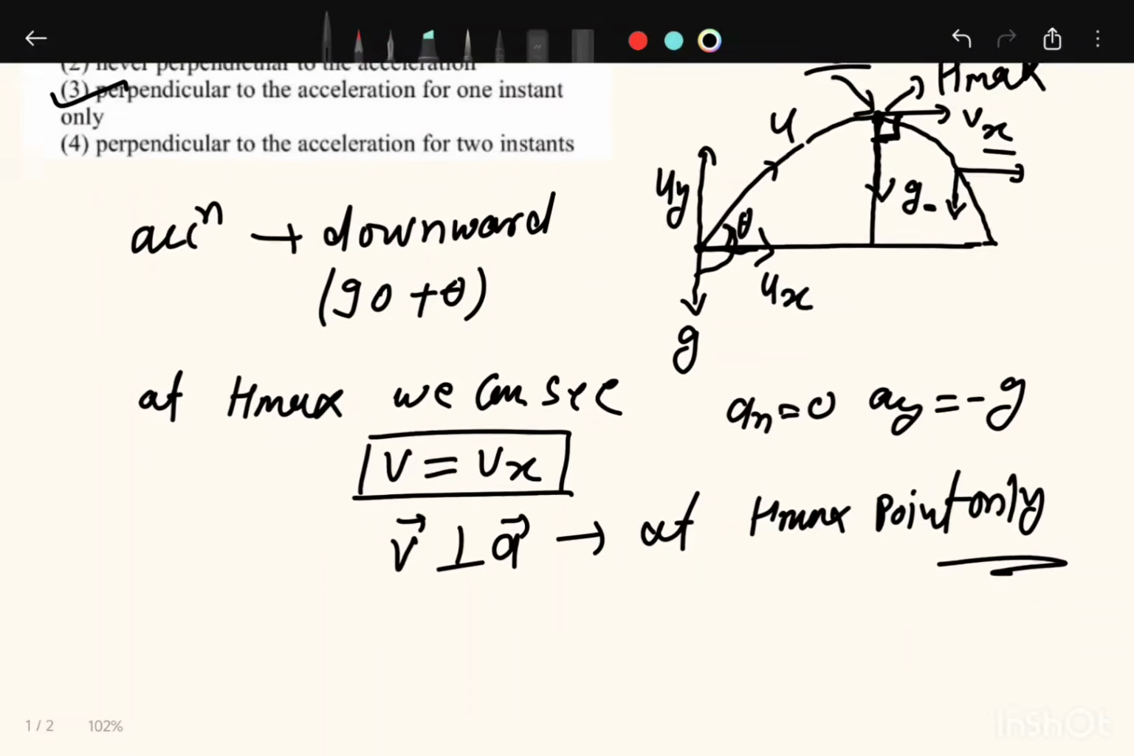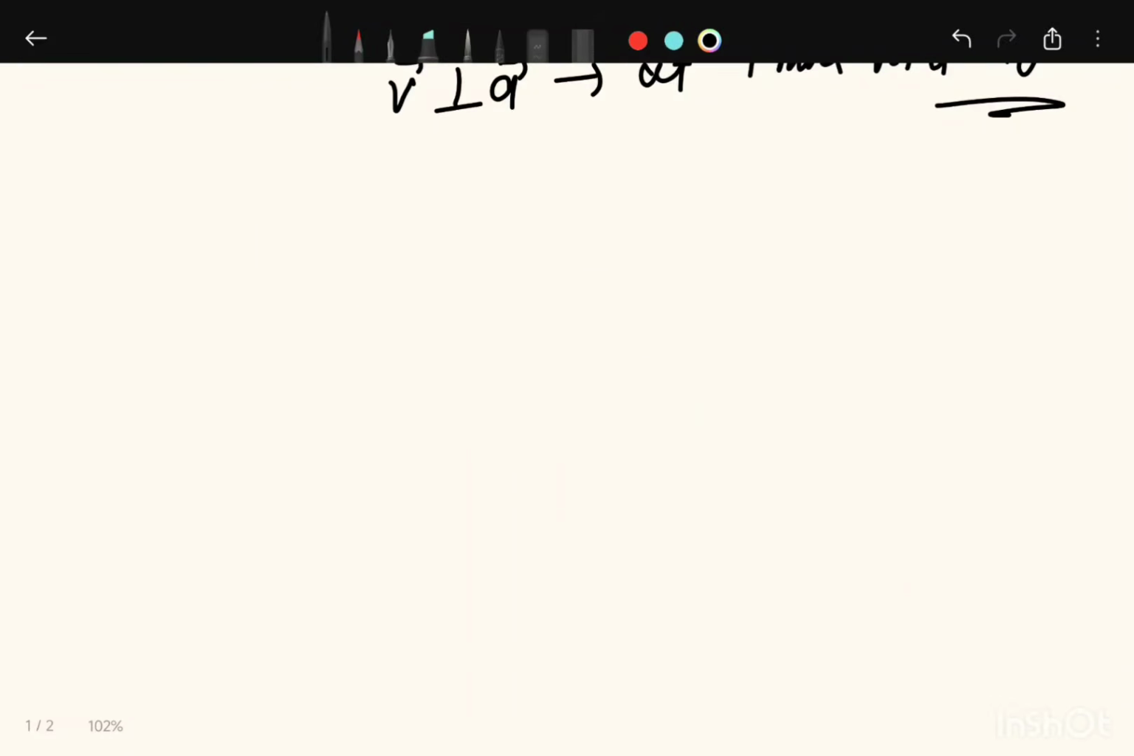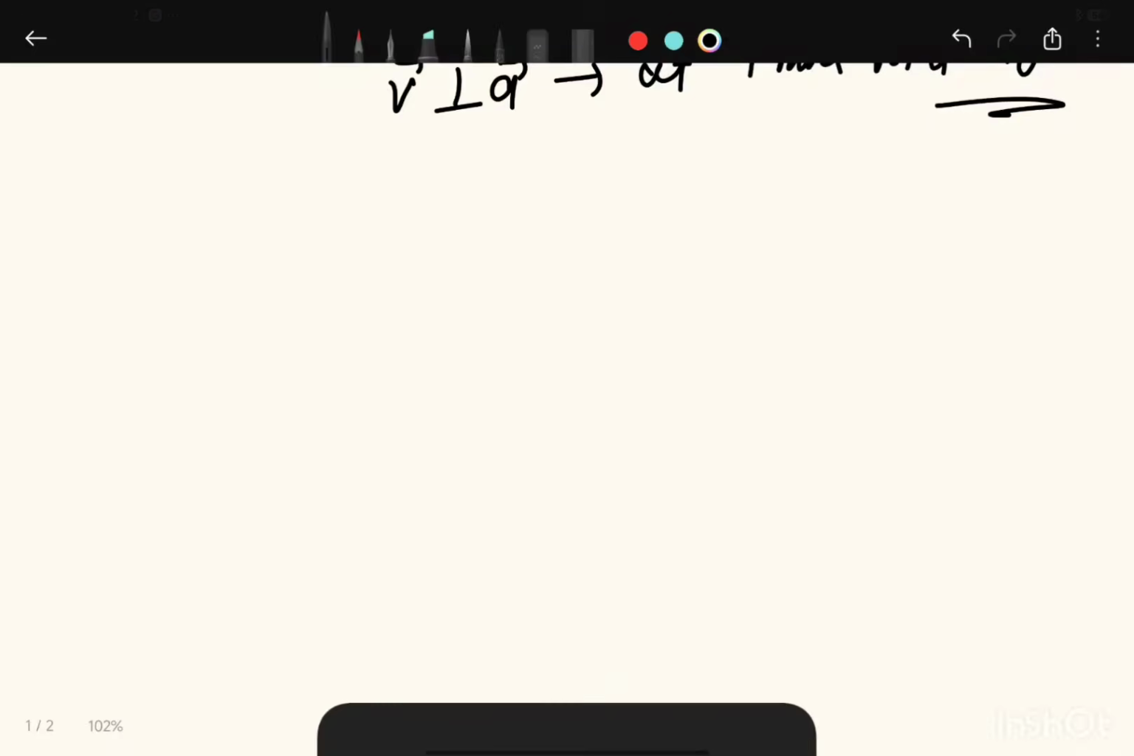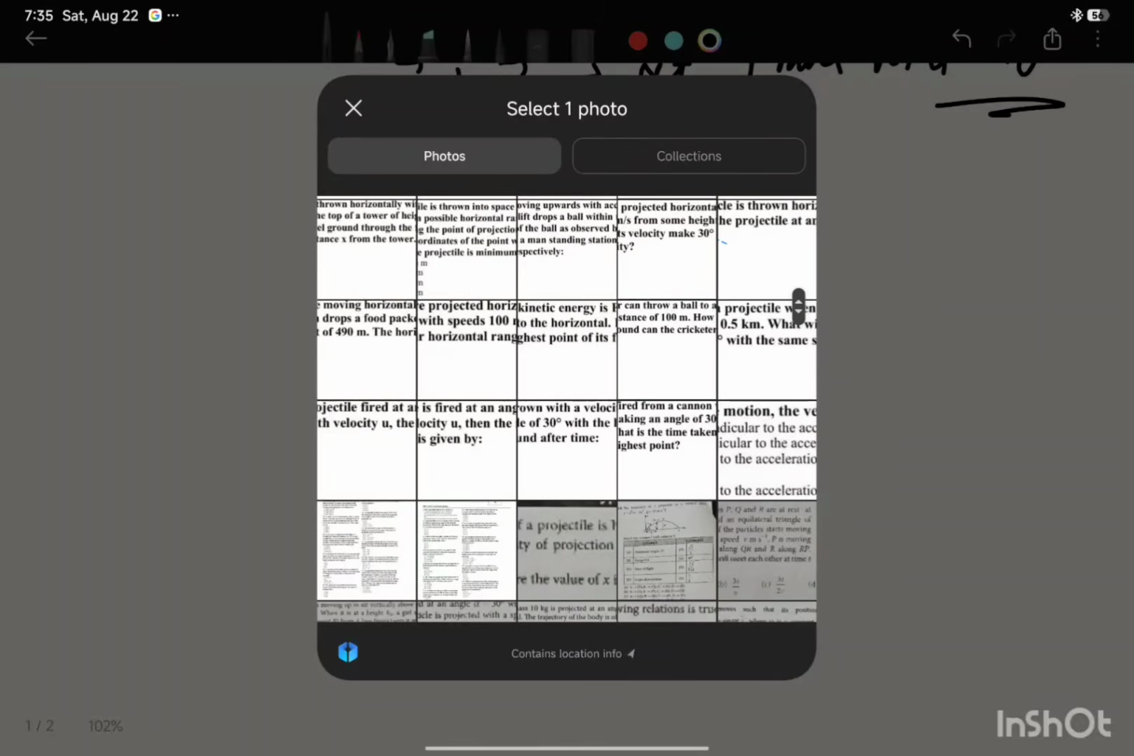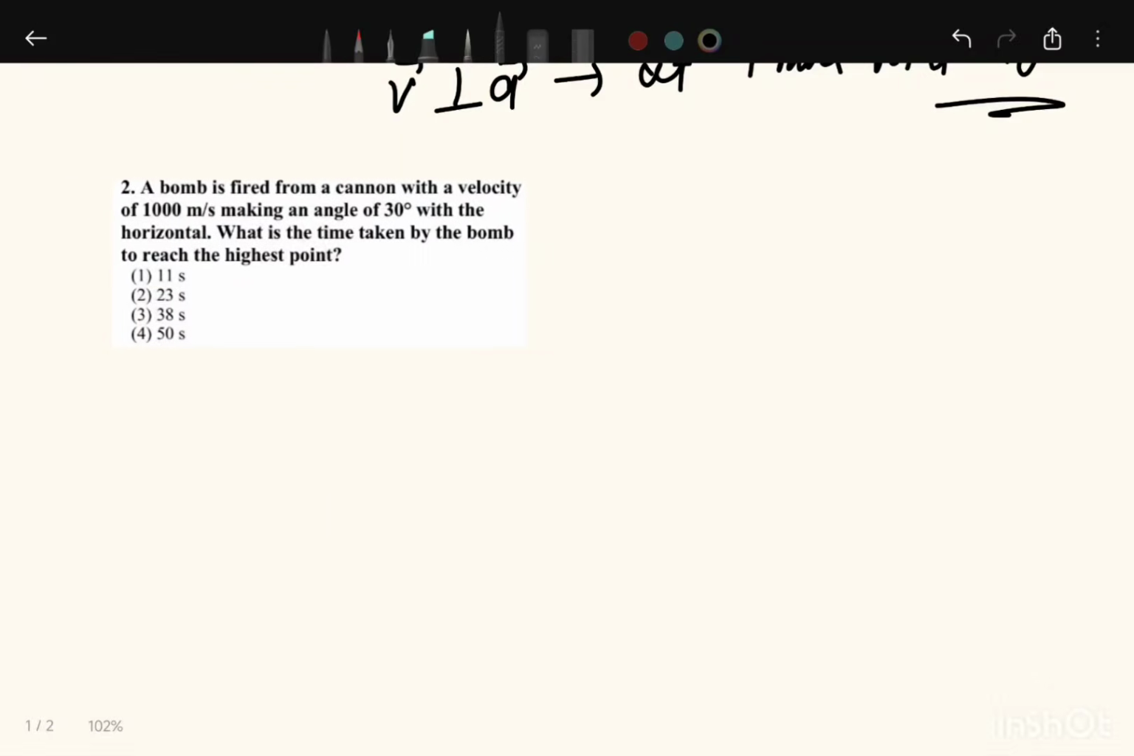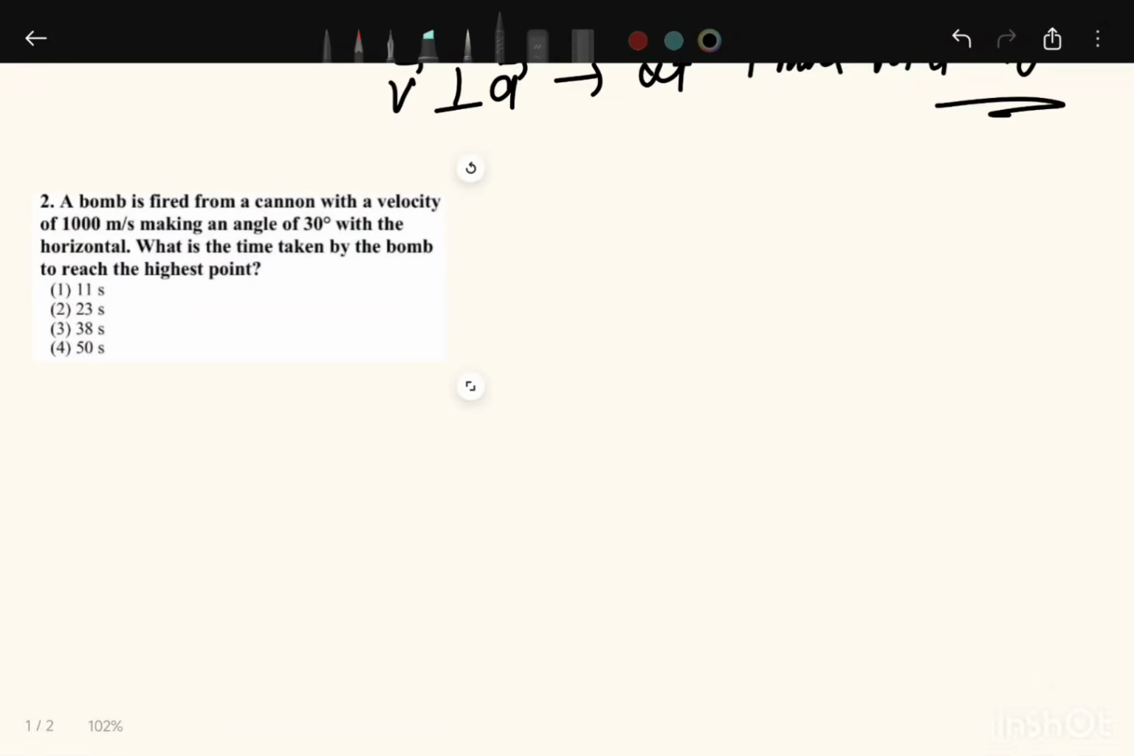Let me move on to the next question. A bomb is fired from a cannon with a velocity of 1000 meters per second, making an angle of 30 degrees with the horizontal. We have to find out what is the time taken by the bomb to reach the highest point.